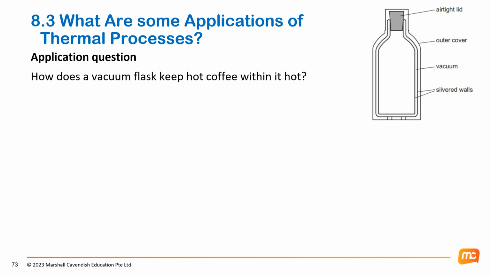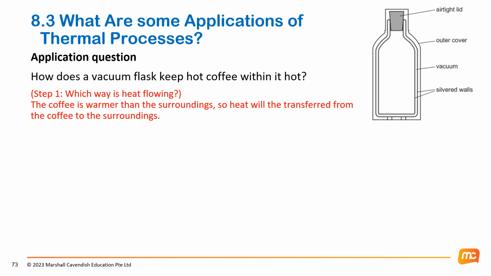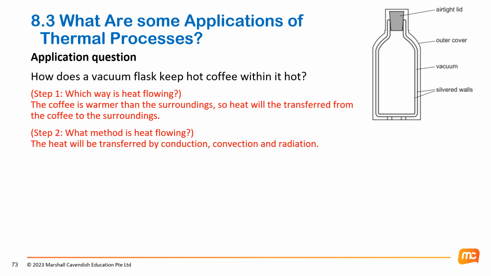Next one, how does a vacuum flask keep the hot coffee within it hot? So now let's apply our four-step process. Step one, which way is heat flowing? The coffee being warmer than the surroundings will want to transfer heat to the surroundings, so heat will be transferred one way. And then what method is heat flowing? We've got conduction, convection, and radiation going on all at the same time.